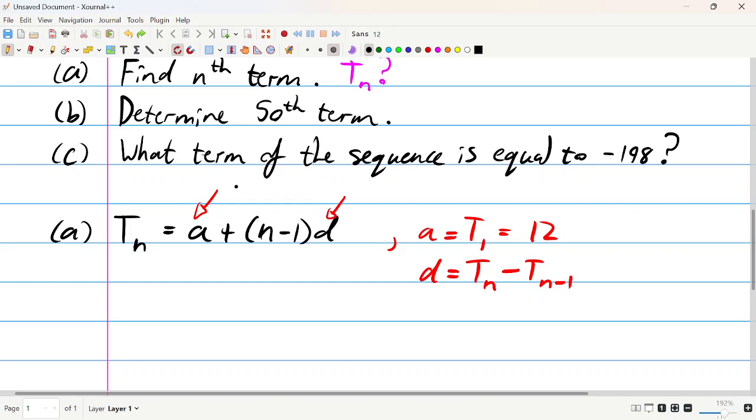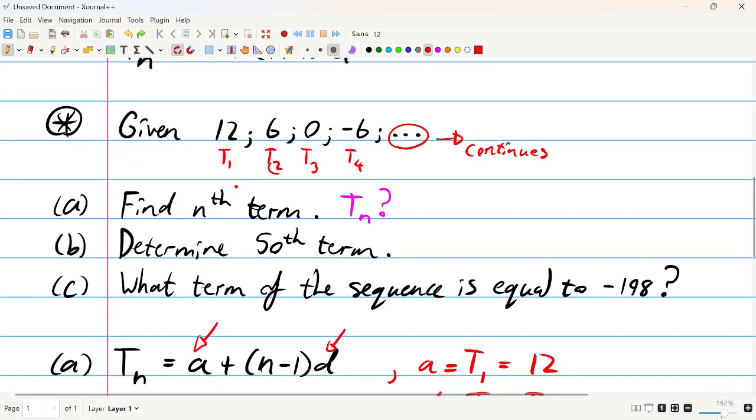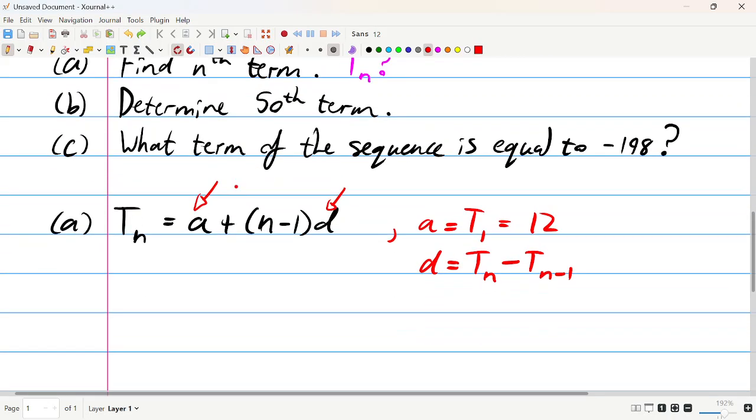So therefore, what are we going to do? What do we note in this case over here? What is the term we're going to choose? Let's choose term 2 and then compare it to term 1. So let's say that n is equal to 2. So we're going to choose term 2 minus the term before it, which is term 1. And term 2 is equal to 6. And term 1 is equal to 12. So therefore the answer is negative 6.